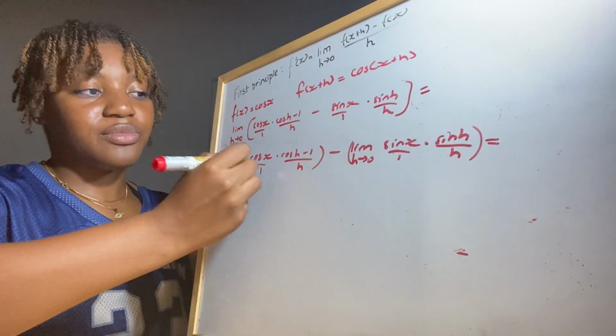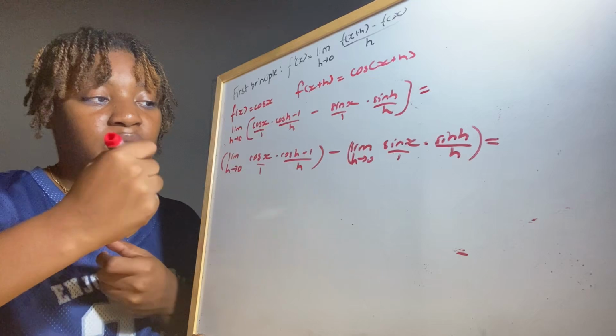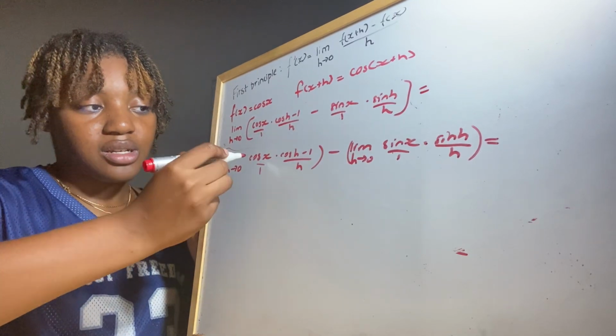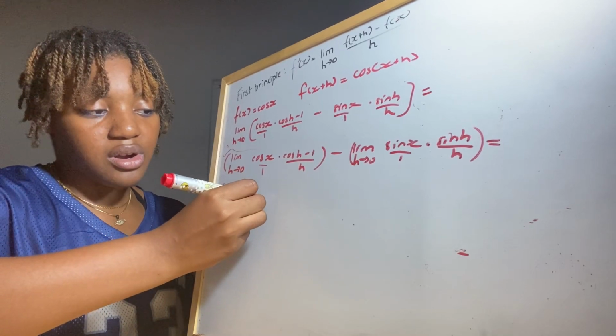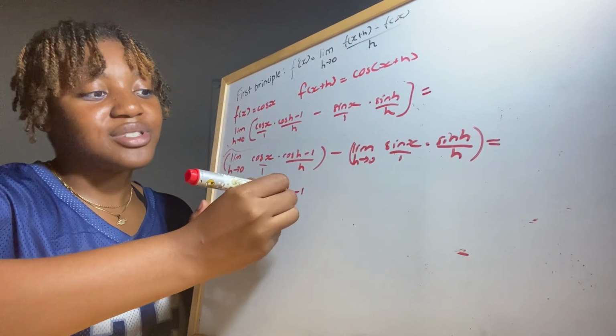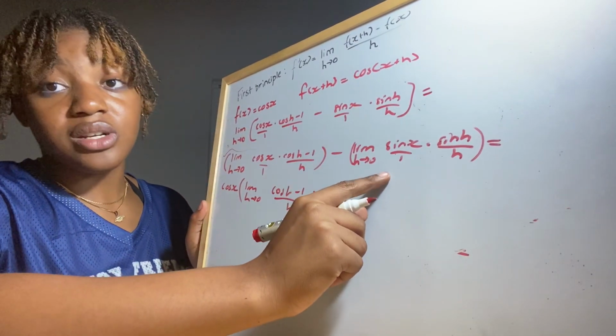That's what we have right now. From here, we're going to apply another law in limits where we're going to bring the term in front of the limit. So we're going to bring the cos x in front of the limit as h approaches 0. And we're doing this so we can use the special case. And then we're going to leave this. We can do the same thing for this one.